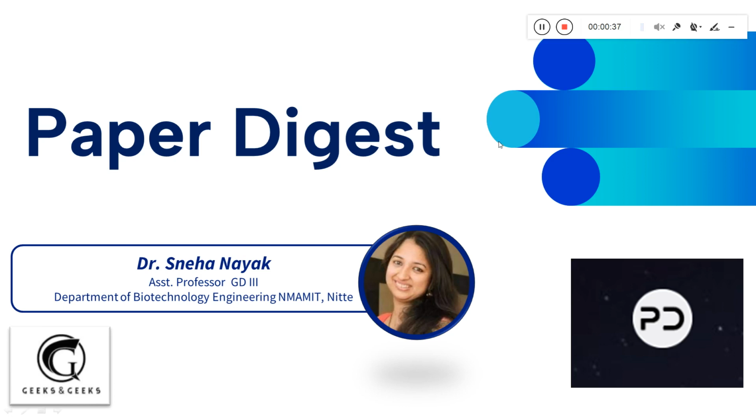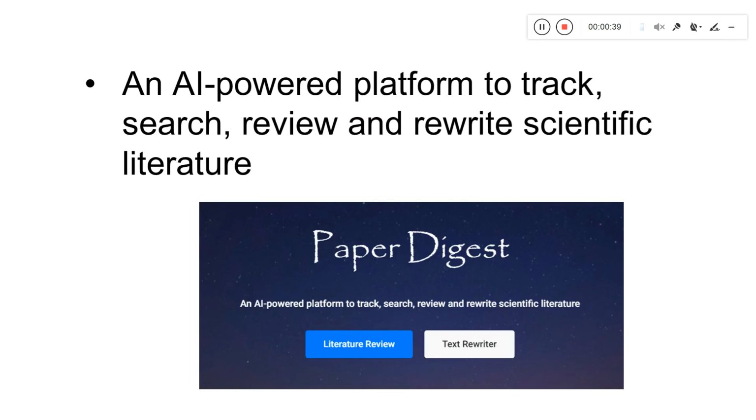So let me give you more details about Paper Digest today. As I told you, it's an AI powered tool which will be very useful for literature review. Not only literature review, there are other features also available in this. When I'm showing the demo, I will give you more updates on this. You can even use it for paraphrasing or rewriting also. So this is the Paper Digest. You have the literature review option and the text rewriter option.